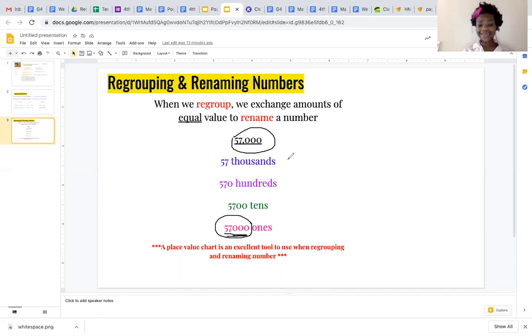So an excellent tool to use when we're regrouping is, again, our handy dandy place value chart, because it's going to let us know how many jumps we need to make. Remember, the more left we go, or one jump to the left, 10 whole times larger.